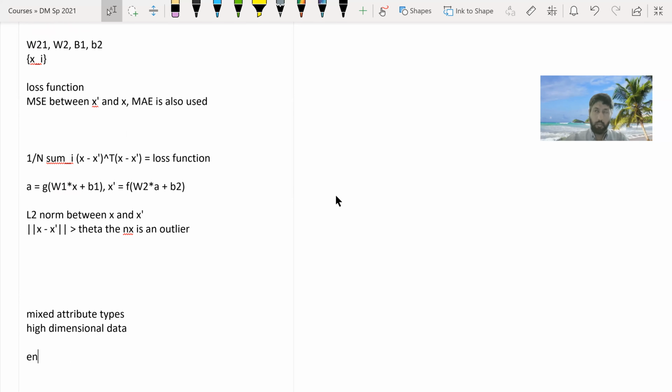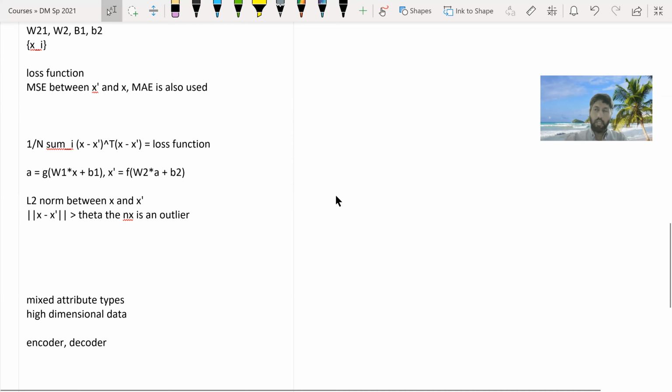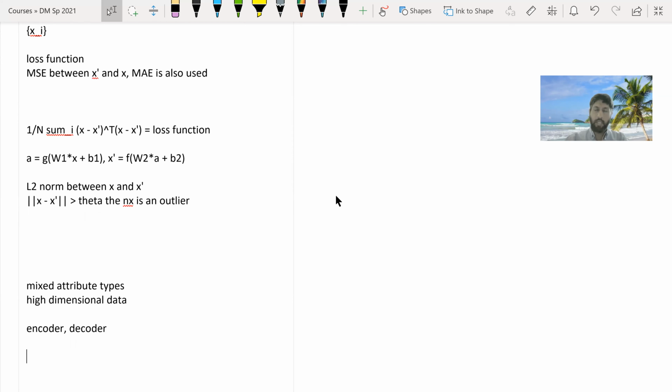architecture was what? You had an encoder and then you had a decoder. In our case, our encoder was a simple single layer. But depending on your problem, you can have different types of encoders and different types of decoders. For example, if your data set is sequential, you can use a sequential neural network for encoding and for decoding. If your data set is image, maybe you can use a convolutional neural network. So you have a lot of flexibility.